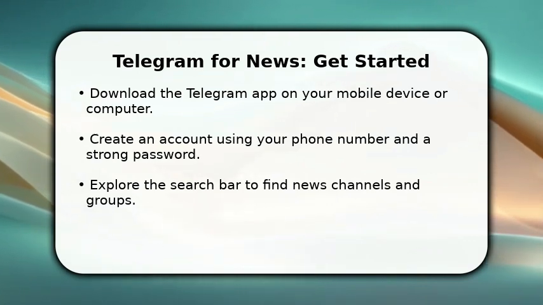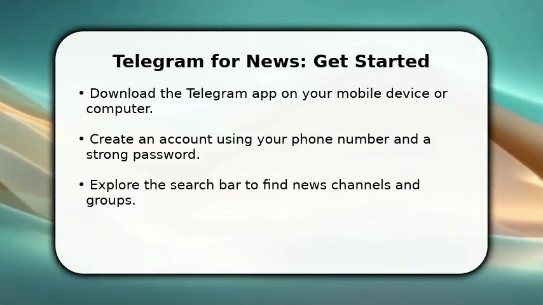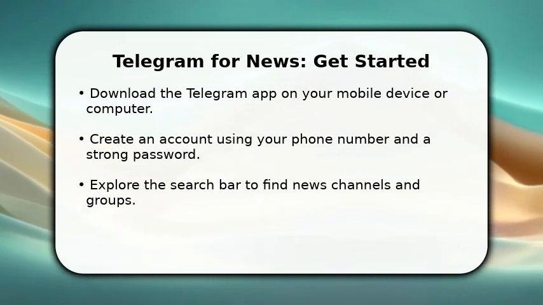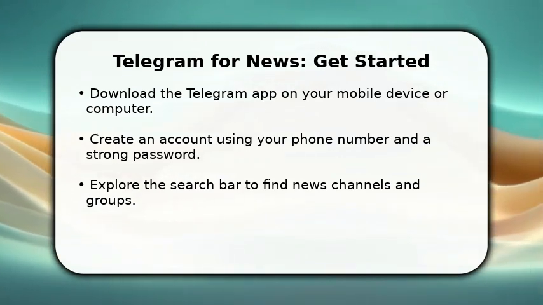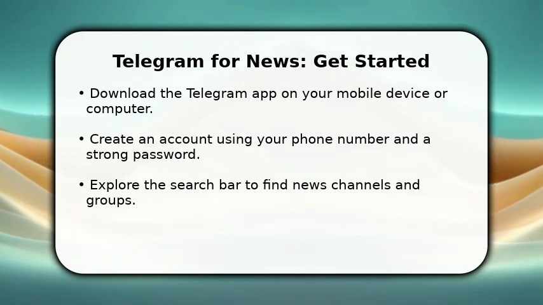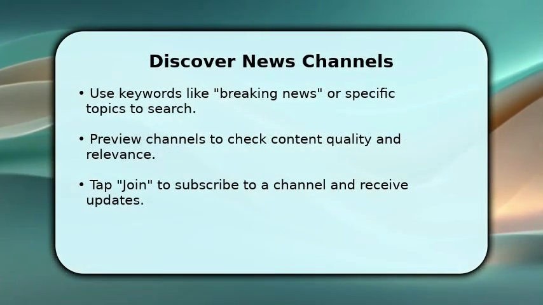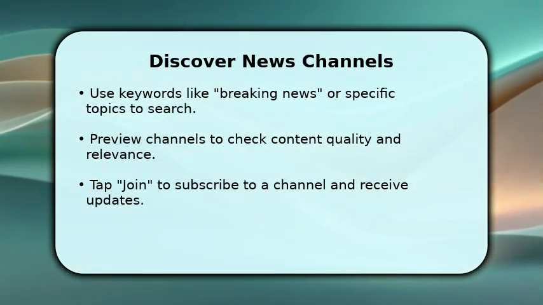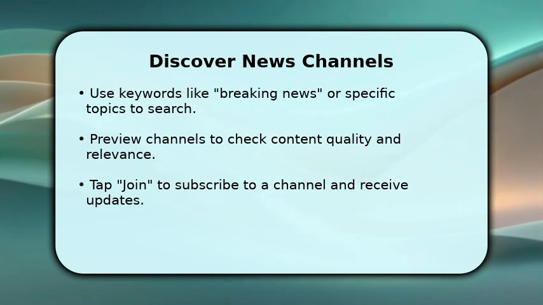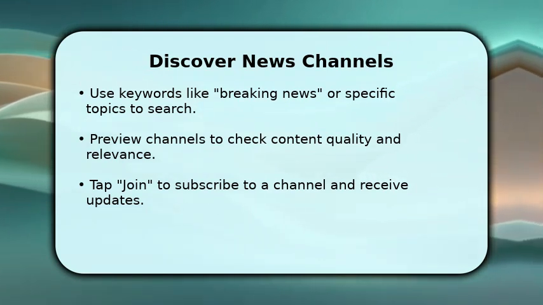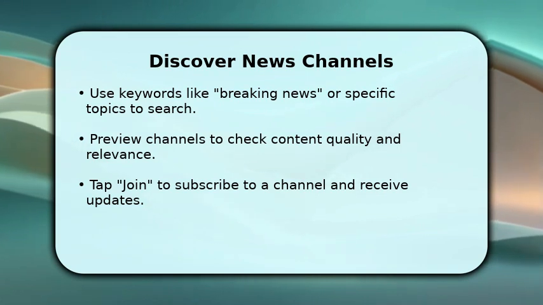After creating your account, navigate to the search bar, usually represented by a magnifying glass icon. This is where you'll begin discovering a vast array of news sources. To find relevant news, type keywords into the search bar, such as world news, technology, or finance. Telegram will display a list of public channels and groups.